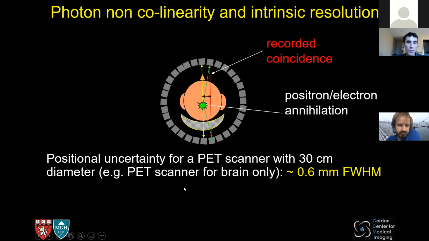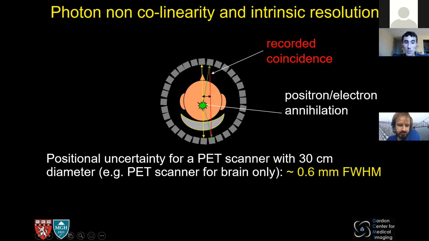There is very little you can do about that. So you can always reduce the size of crystals, improve them, to have better resolution. But for positron range and non-collinearity, there is not much you can do. So those are always going to fundamentally limit the spatial resolution that you can obtain with PET.